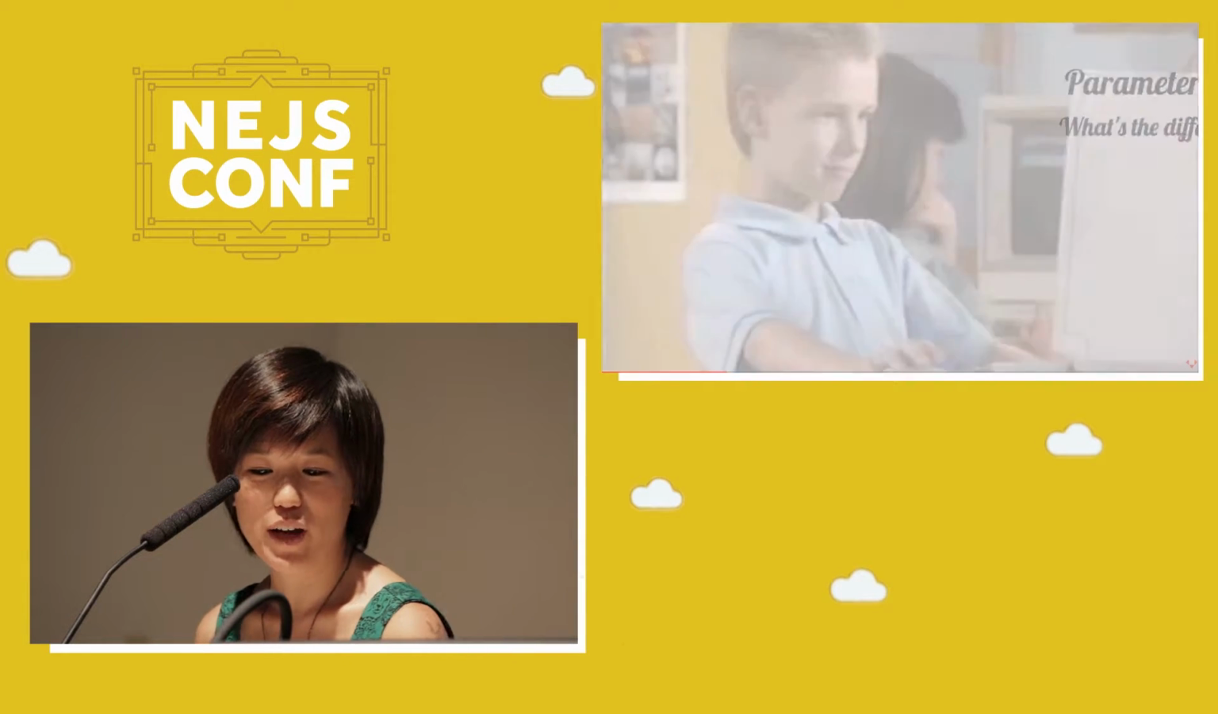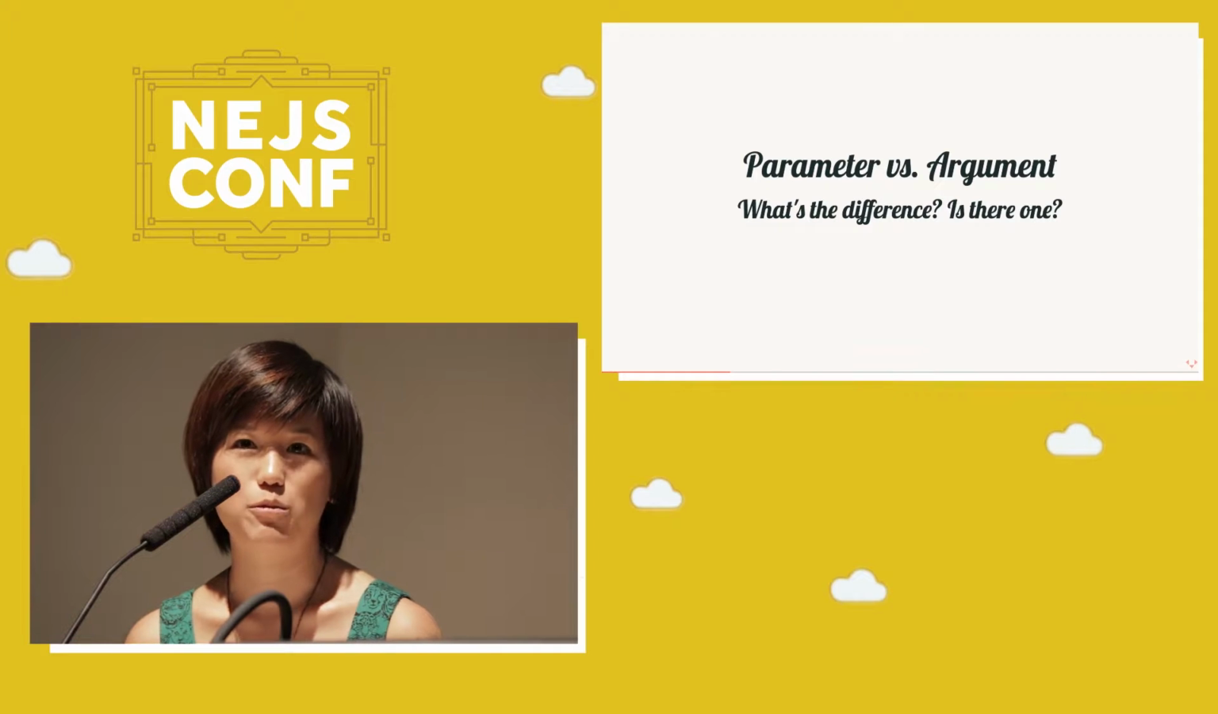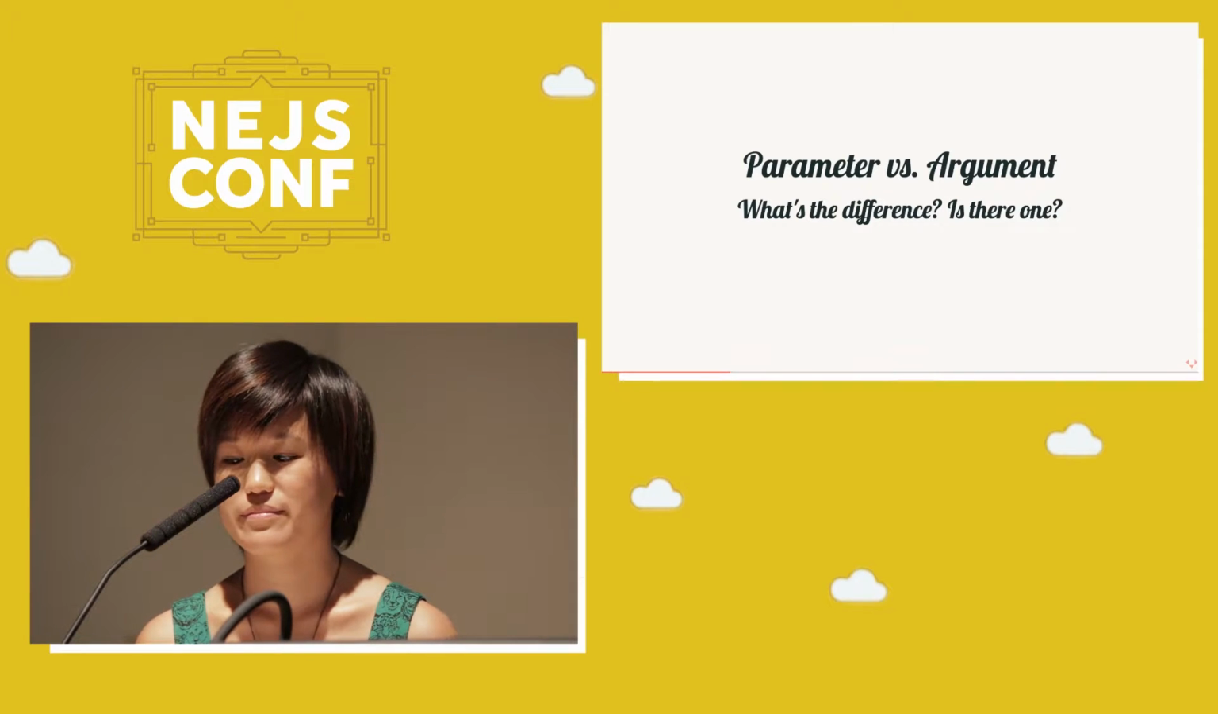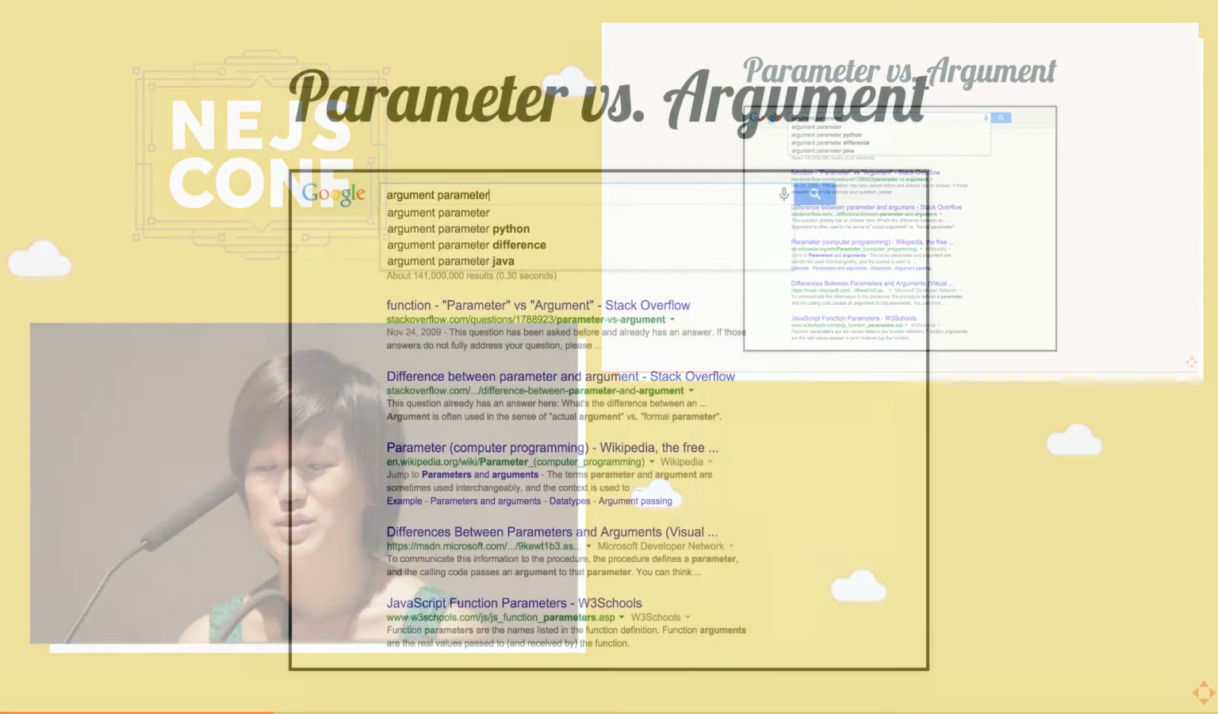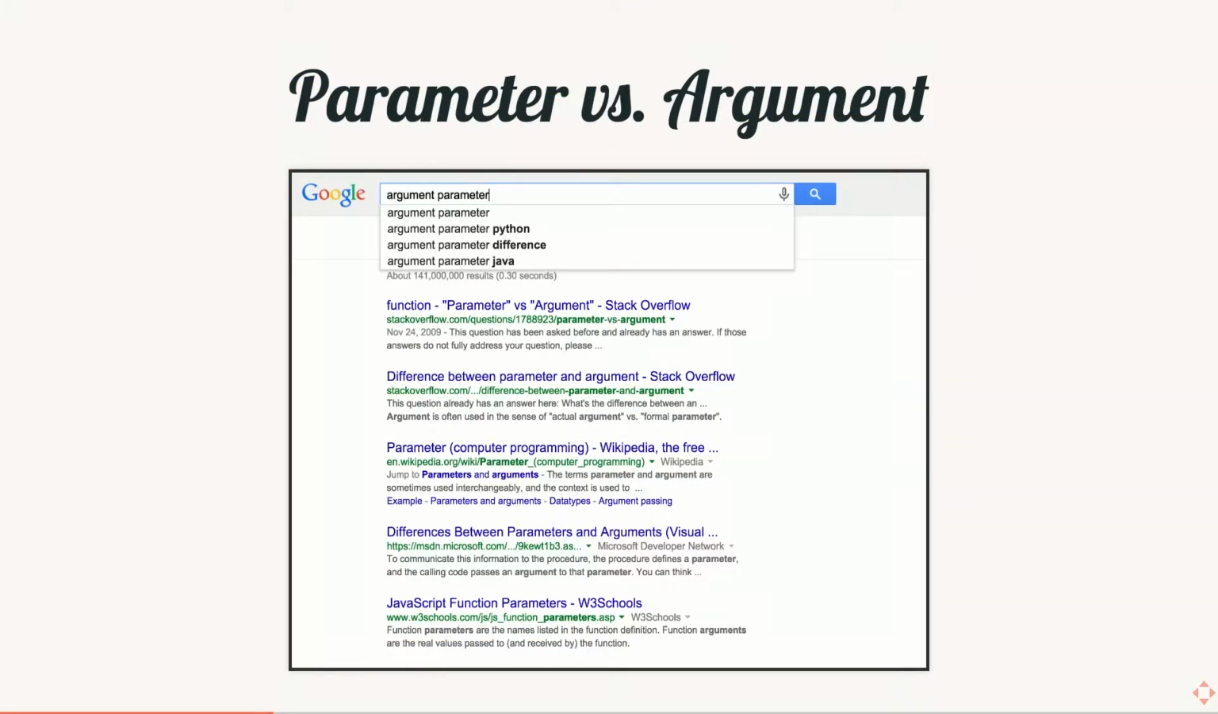So to start off, parameter versus argument. What's the difference, and is there one? Of course, first things first, I went to Google. And you'll see that the third autocomplete down is argument parameter difference. So a lot of people have this question.